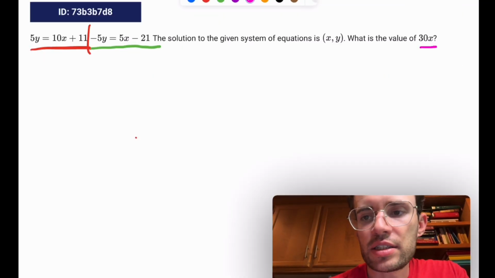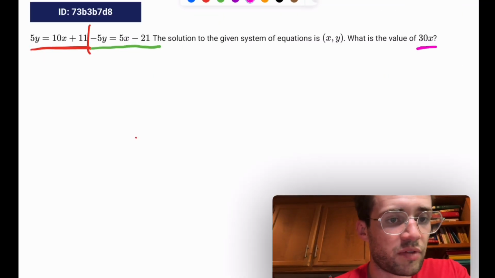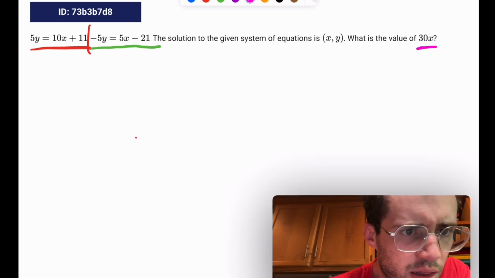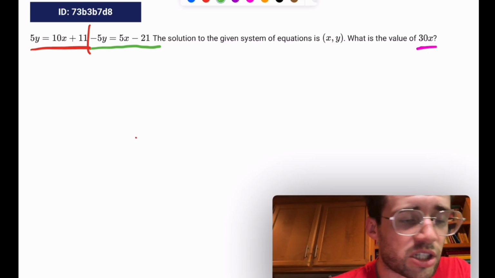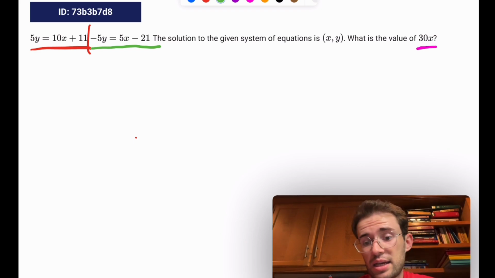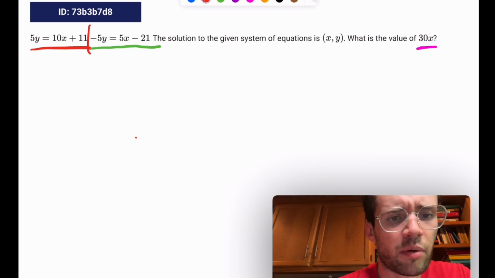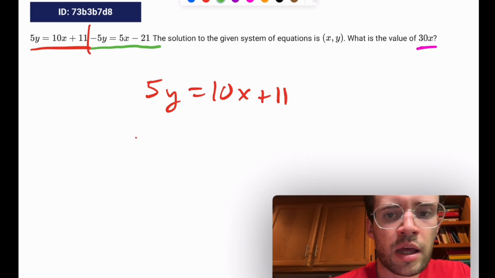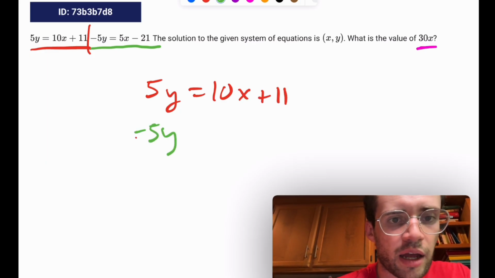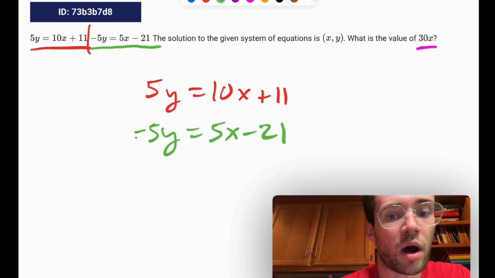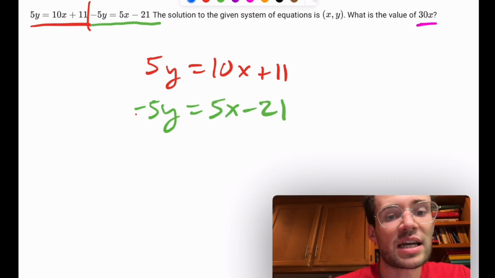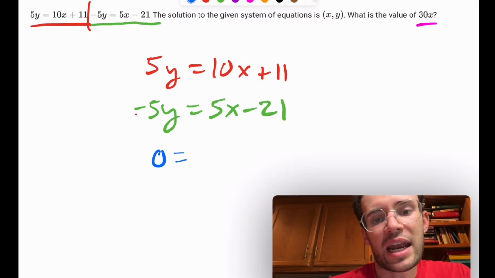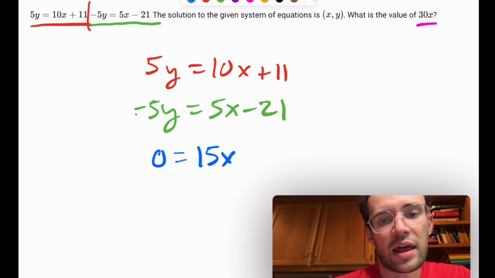Okay, so we want to find 30x, which means that we could solve the equation for x. And it looks like the way it's written, you could already do elimination. Usually when we're doing elimination, you'll have the x and the y on the same side, and you can eliminate one of them that way. But if I just rewrite these, one on top of the other, we have 5y equals 10x plus 11. And then we have negative 5y equals 5x minus 21. If I add the left side to the left side, and the right side to the right side, 5y plus negative 5y is 0. 10x plus 5x is 15x. And then positive 11 plus negative 21 would be negative 10.